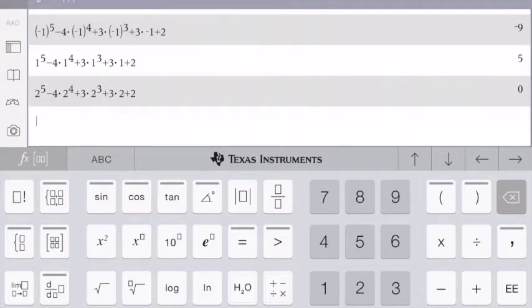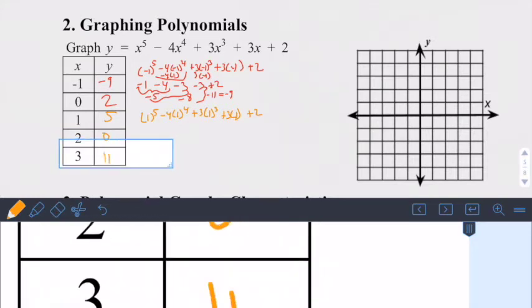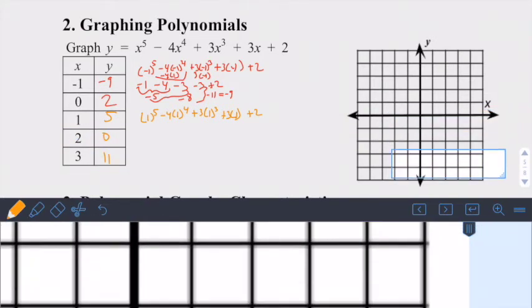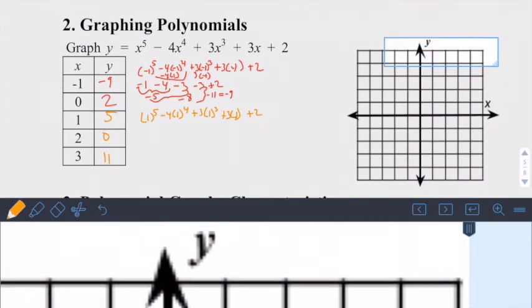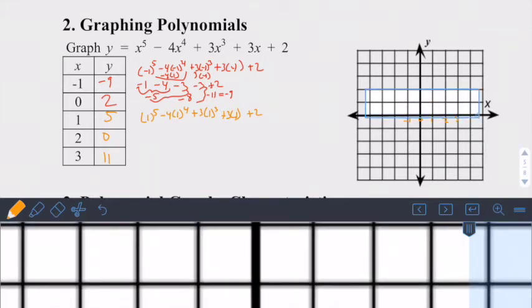Gives me 0. And 11. So I need to get my scale to -9 down here and 11 up here. So I can use my -1, 0, 1, 2, 3, and then I need to count by at least 2's. Let's just do 2's.